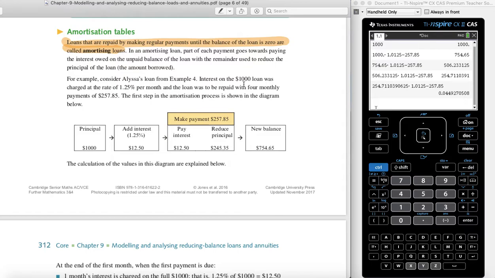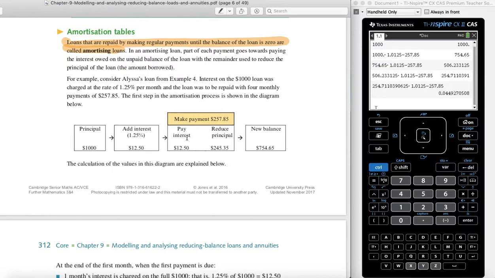Interest on the $1,000 loan was charged at the rate of 1.25% per month, and the loan was to be repaid with 4 monthly payments of $257.85. The first step in this process is shown in the diagram below. So what we've got here, we start off with the $1,000 that she borrowed. And then before any payments come out, the bank adds interest into that amount. So 1.25% of 1,000 is $12.50.